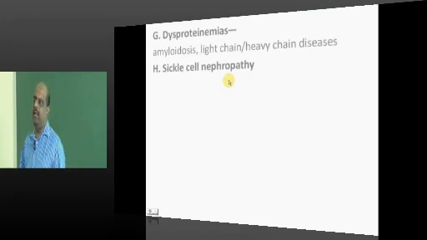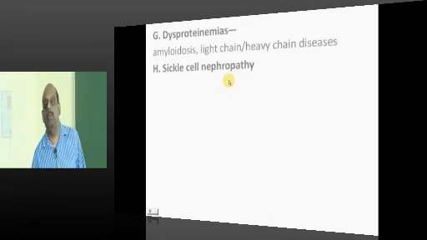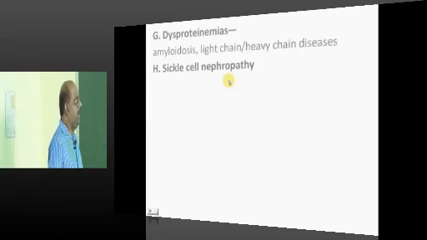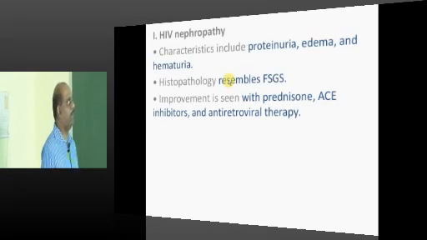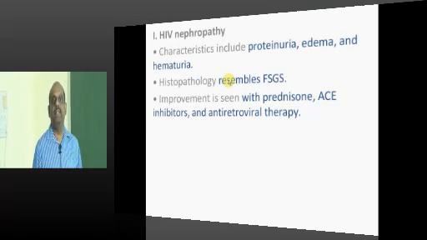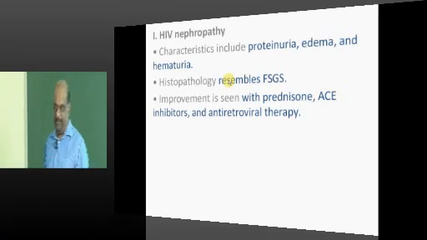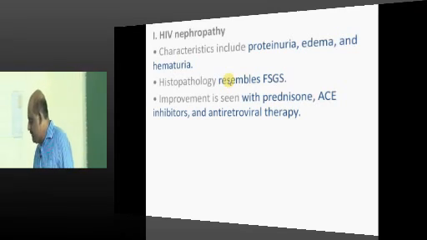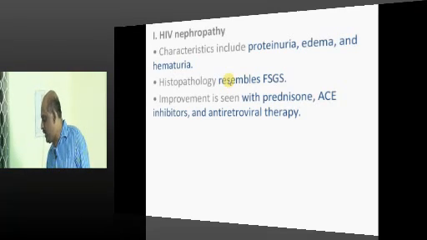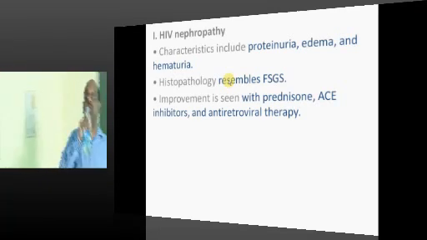Then if you look at the other causes of secondary glomerulopathies, what are the causes? Dysproteinemia, sickle cell nephropathy, HIV nephropathy, they are the other causes. Now let us take up a few comments on HIV nephropathy, which can rarely become a short answer question in the exam.